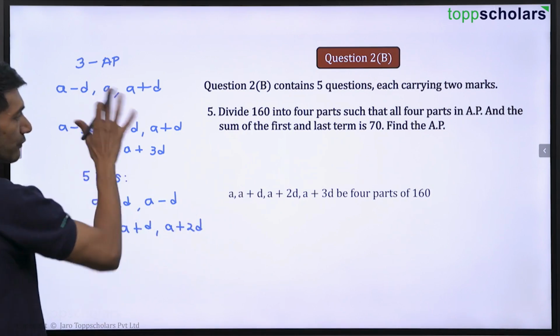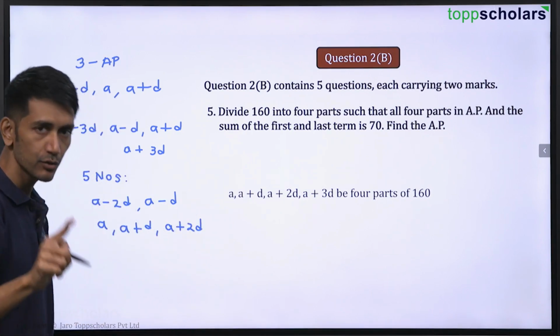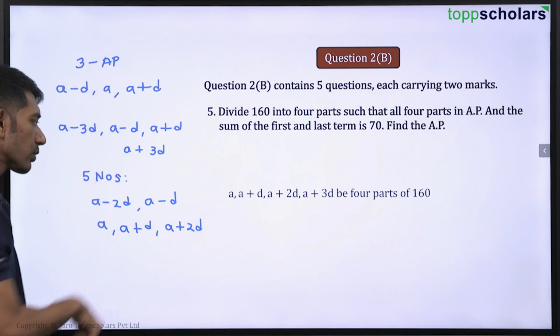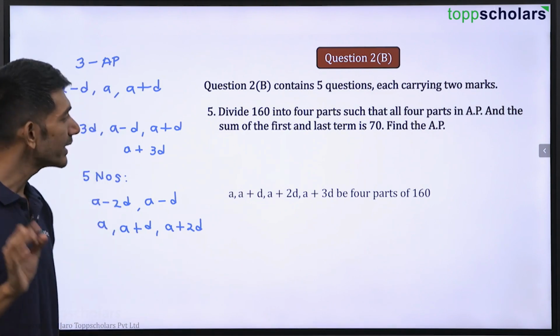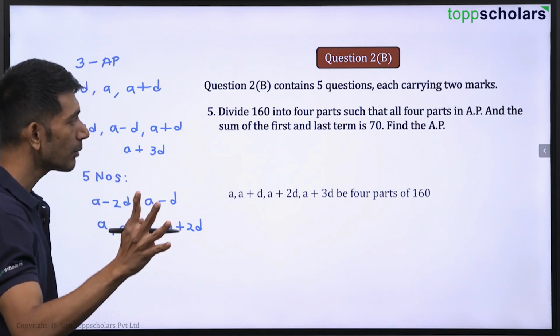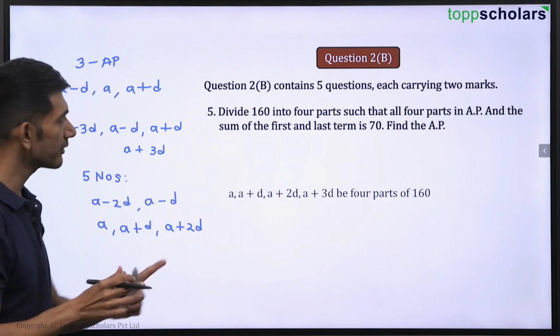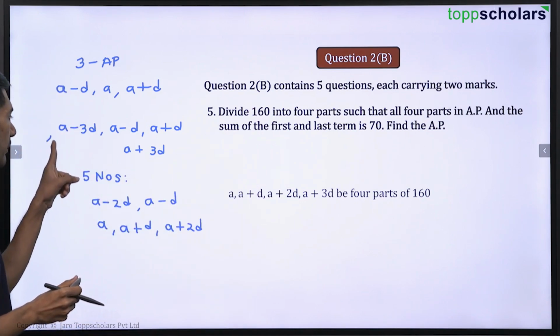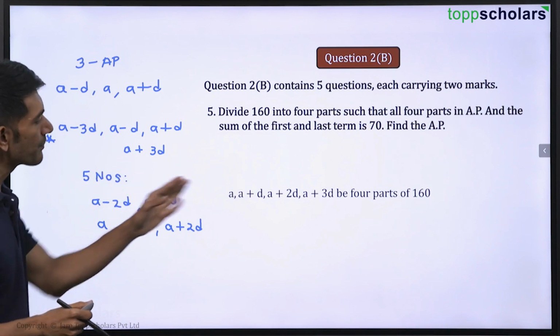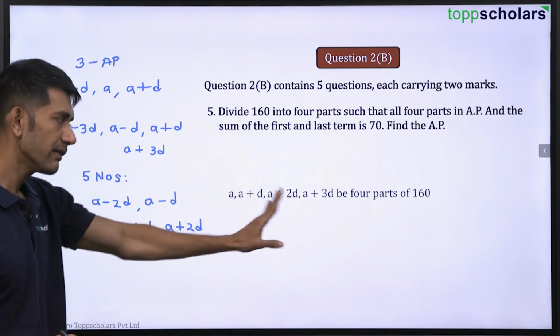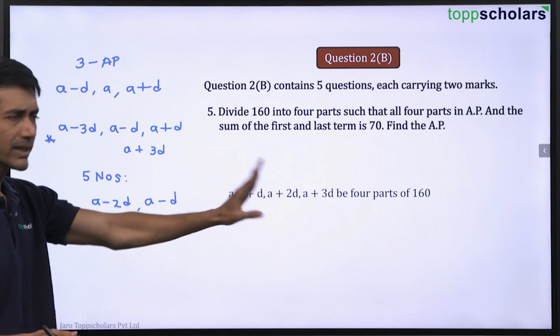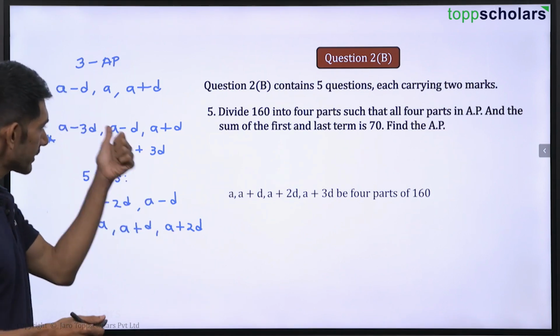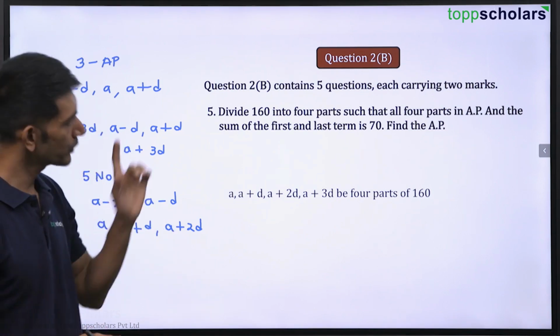This is one of the ways of solving it. Please make a note of this. You can use this whenever they say 3 numbers, 4 numbers, 5 numbers. Here 4 numbers are given. We could have solved the problem with this. I want you to try with this. As of now, even if you take A plus D, A plus 2D, A plus 3D, that is also fine, but this makes the question easier. You can give it a try.